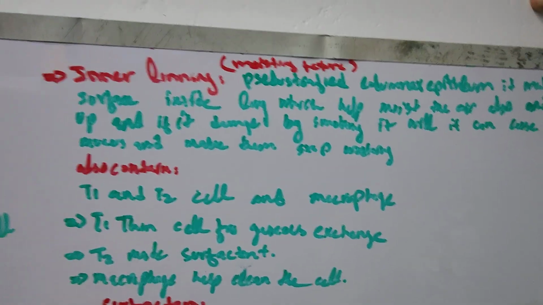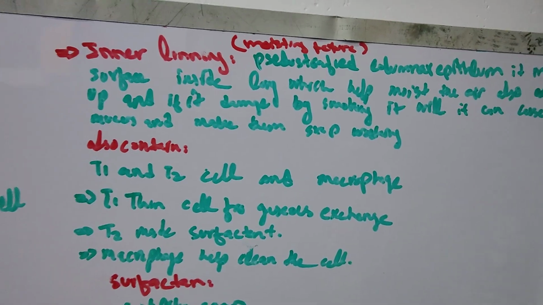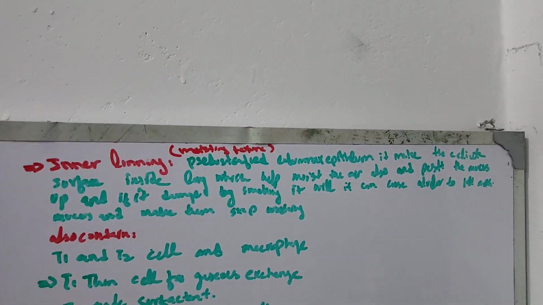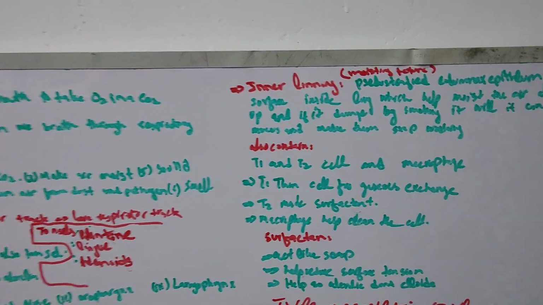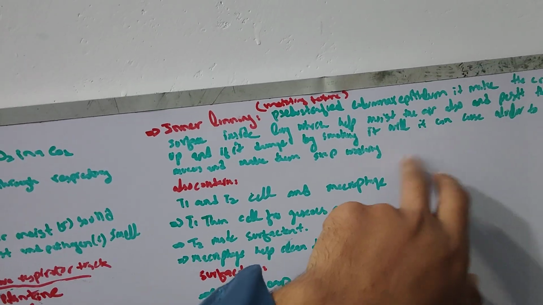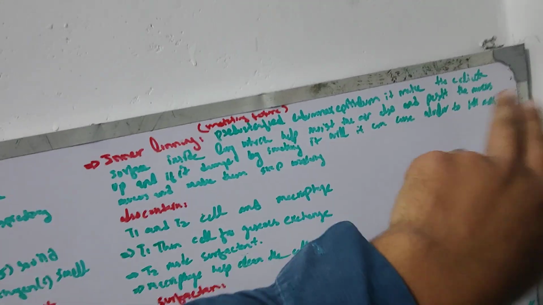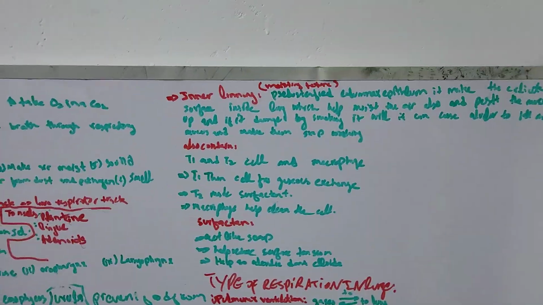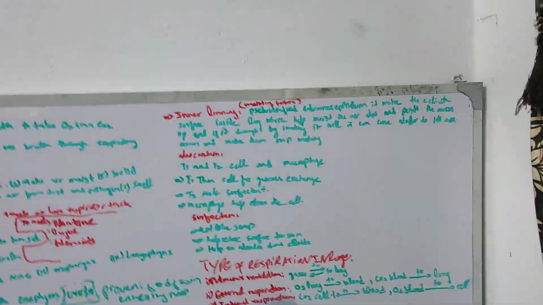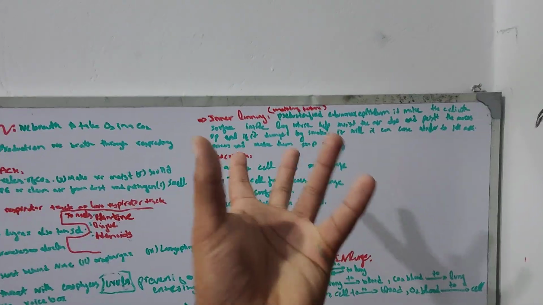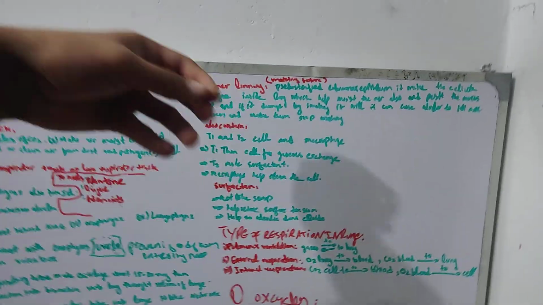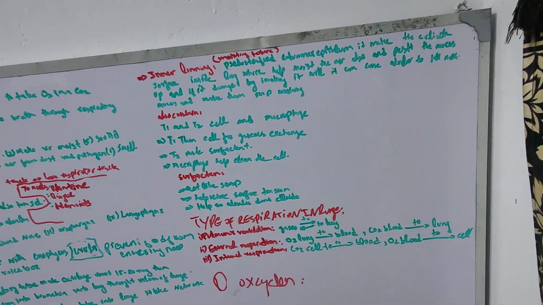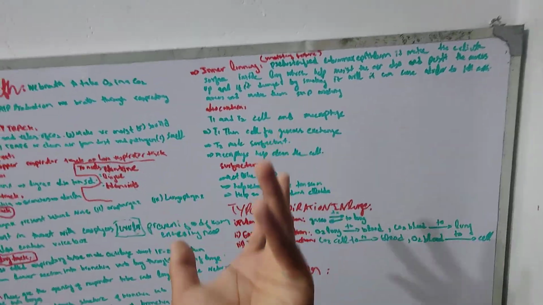We have pseudostratified columnar epithelium cells, which make ciliated surfaces inside the lung. They help moisten the air, also produce mucus and push the mucus upward. Why does it push the mucus upward? So it doesn't go to the alveoli. When we smoke too much, our cilia get broken, so the mucus goes back into the alveoli and fills them, and we have problems in breathing. This is mostly common in people who smoke too much.